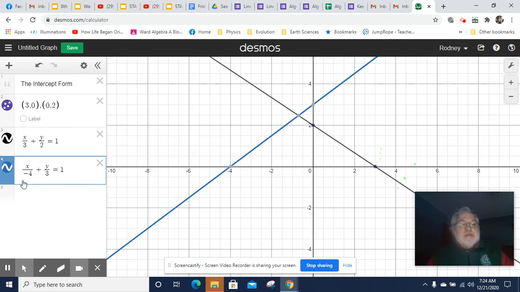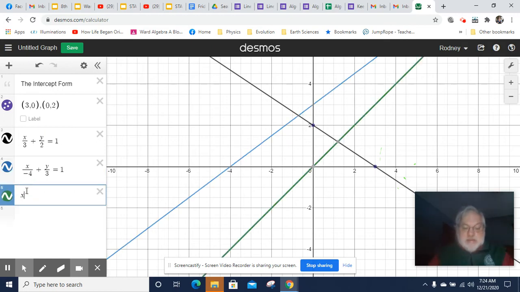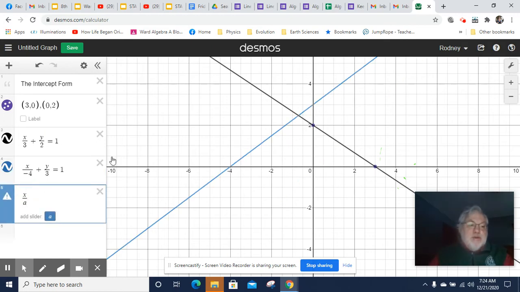So this form is generalized as x over a, which we often use in linear equations as the x-intercept, plus y over b, and there it is, b. So I've got x over the x-intercept, which is represented by a, plus y over the y-intercept, which is represented by b, and that will always equal 1.